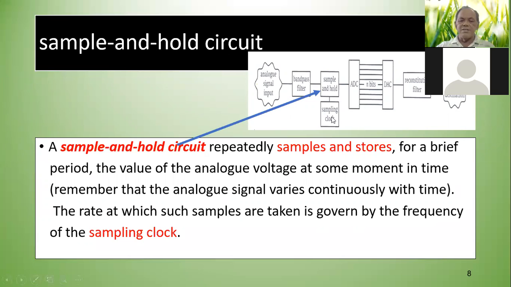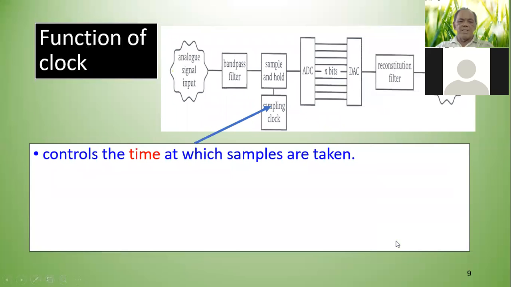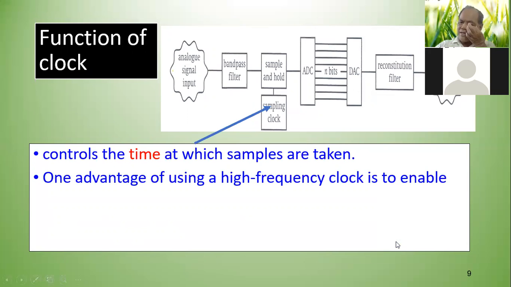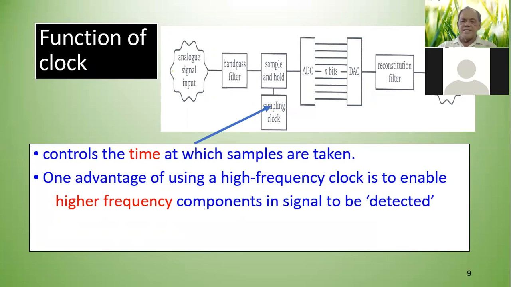That sampling clock determines the sampling rate. You read, pass, read, pass, out. Right? So the sampling clock controls the time at which the samples are taken. One advantage of using a high-frequency clock is to enable high-frequency components in the signal to be detected.